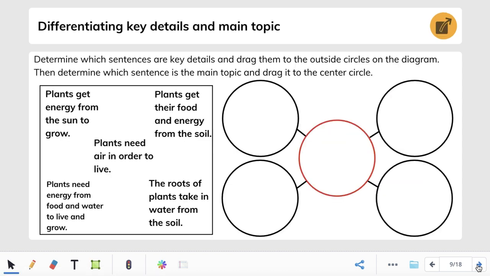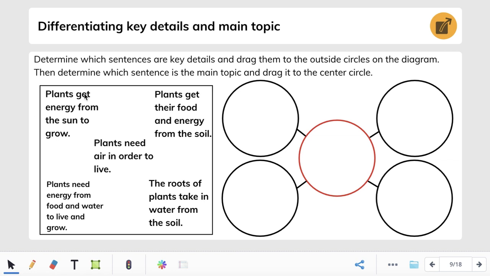Let's look at these sentences first. So we are going to determine which sentences are key details and which sentence is the main topic, the main idea. So we are going to choral read these sentences, which means I read it, then you read it. And I'm going to point to these words as I read them. Ready? We're going to start with the one in the top left corner.